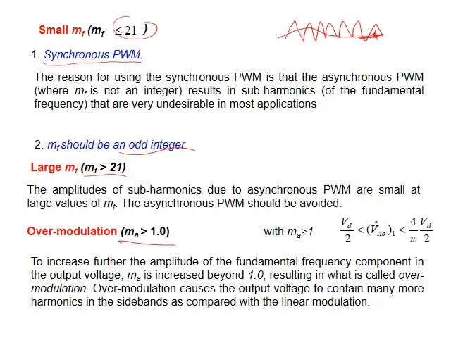For overmodulation, the output voltage will be greater than VD over 2, lower than 4 over pi VD over 2, as we explained. Now here, as you can see, we can control it by controlling the MA greater than 1, where the control signal becomes greater than the triangle signal.